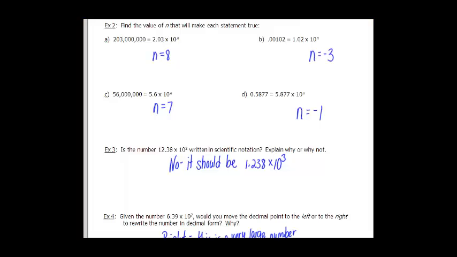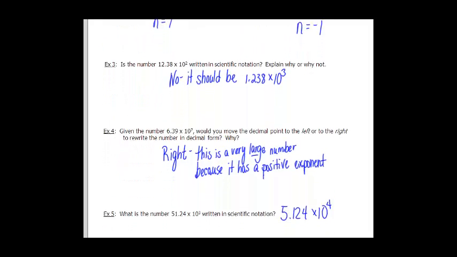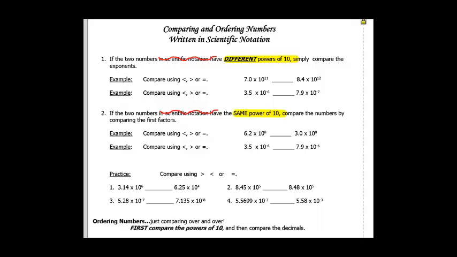Okay, so I have the answers here for you, and any questions there, we can address those tomorrow when you are in class. To compare and order numbers in scientific notation, the first thing we need to do is be sure that they are, in fact, in scientific notation. If the two numbers that are already in scientific notation have different powers of 10, it's very simple. We just compare the powers of 10.